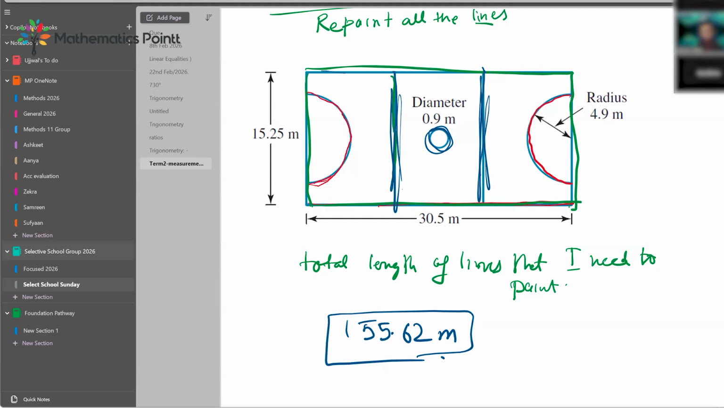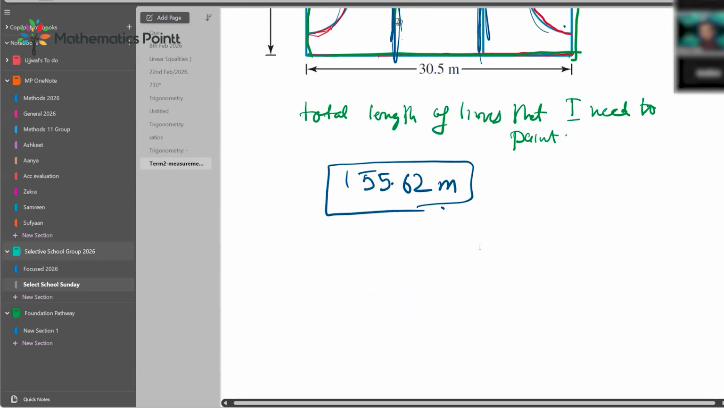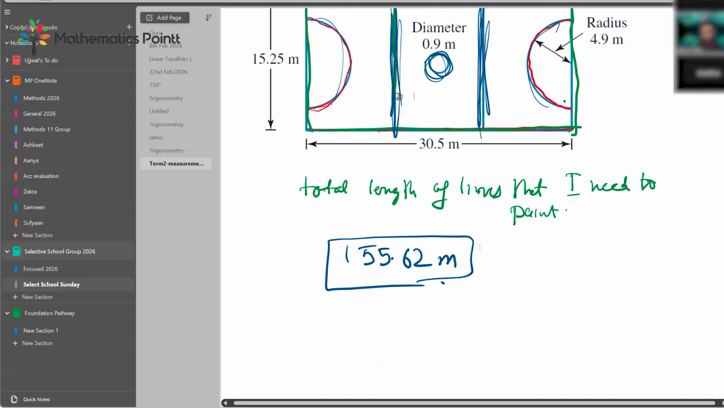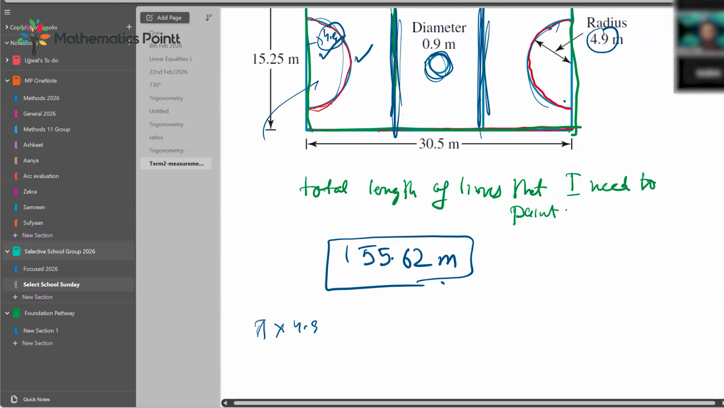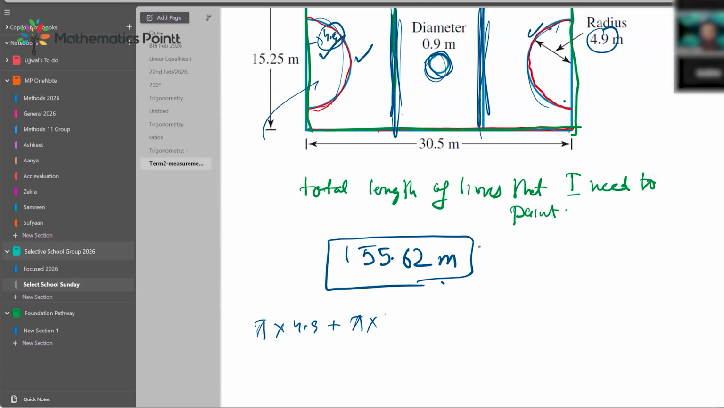You need to find this rectangle, the bigger one, two semicircles, these two extra lines, and the circle inside. That's about it. I can quickly write it down. This semicircle here: the outside boundary radius is 4.9. So the radius is 4.9 here too. These are equal. So pi times 4.9, and similarly for this one, plus pi times 4.9.